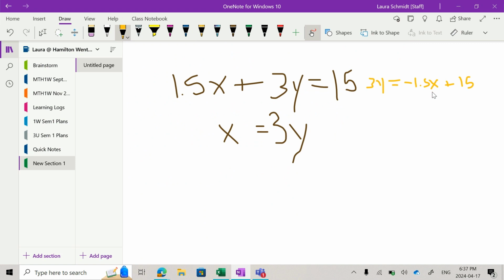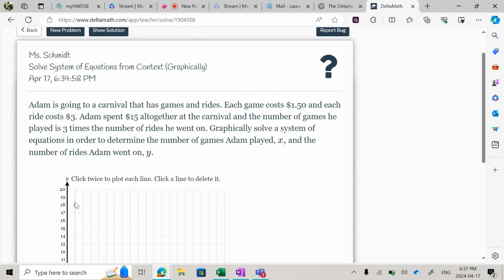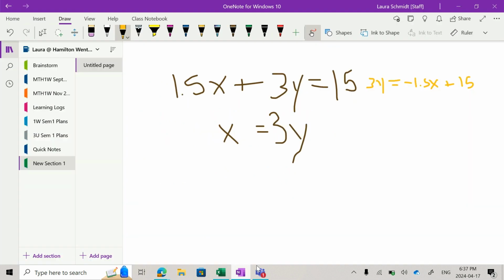Now 1.5, I mean, that doesn't look amazing to graph. I don't really know if you can graph, like go up a half. No, you cannot. So I think I would change 1.5 into a fraction before I started this. So I think I might go 3y equals negative, I know 1.5 is just 3 over 2, x plus 15. Sorry, it's hard writing with the mouse. Now I'm going to divide everything by 3.